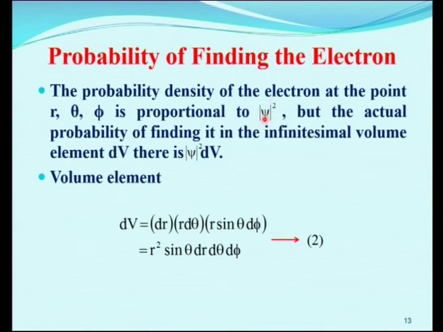We know psi is a wave function, but the actual probability of finding it in the infinitesimal volume element dV is written as modulus psi squared into dV. dV is the small elemental volume. So, the volume element dV is equal to dr into r d theta into r sin theta d phi. Simplified, we get r squared sin theta dr d theta d phi. This is equation number 2.